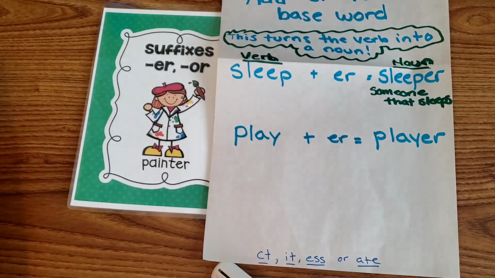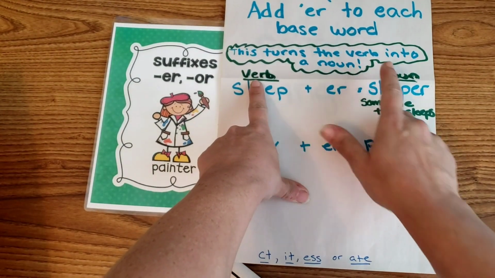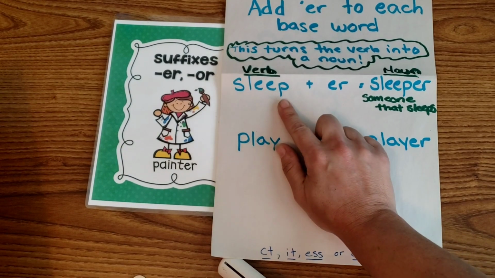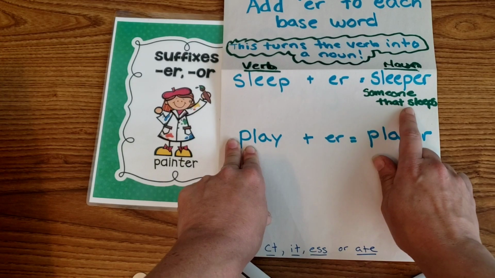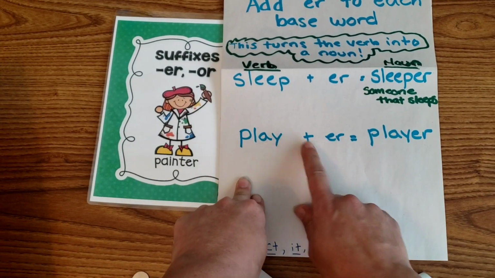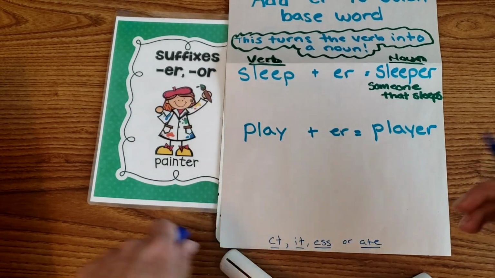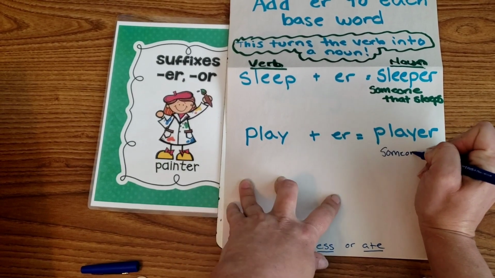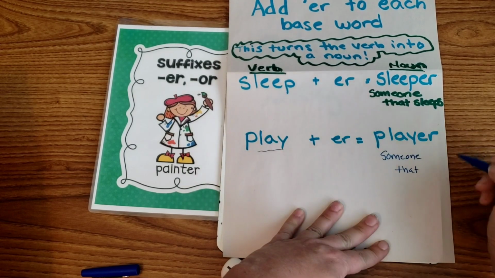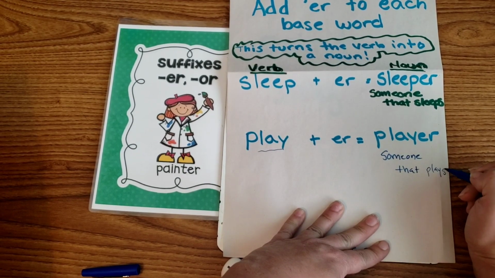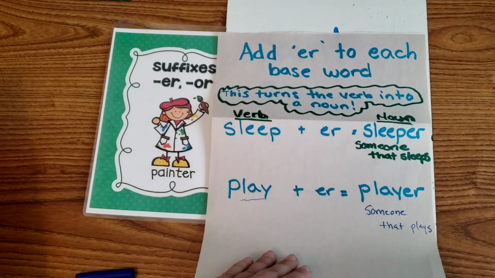So here, this is to add ER to each base word, and this turns the verbs into a noun. So here I had sleep plus ER equals sleeper, which changes it to now mean someone that sleeps. Play plus ER equals player, and that means someone that plays. Okay. So now we're taking our verbs and we're changing them to a noun by adding the suffix.